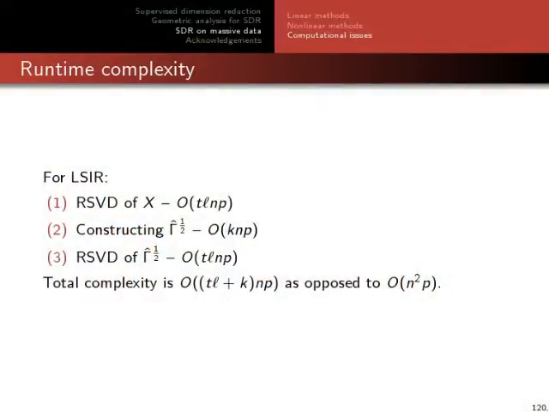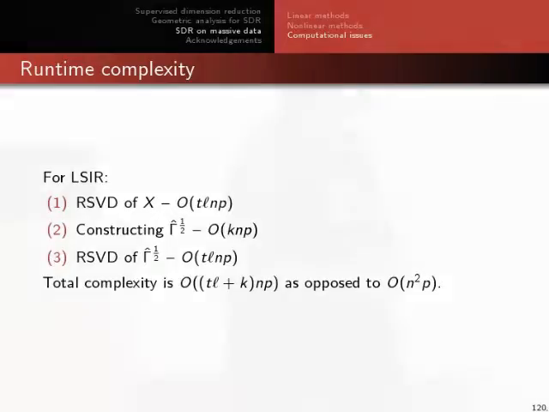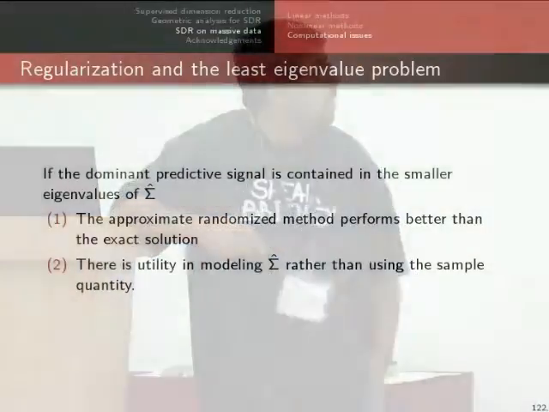So now, I'll just tell you this case for SIR, because SIR is actually simpler. A randomized SVD on X is just going to be order NP times L. L is more or less my guess of how many factors there are, plus a little bit of a fudge factor. T is the number of power iterations you do in a Krylov subspace method. Constructing this gamma hat now is pretty cheap. It's KNP. The RSVD of this omega hat again is like this. So the total complexity is TL plus K times NP, as opposed to order n squared P, which could be quite a bit.